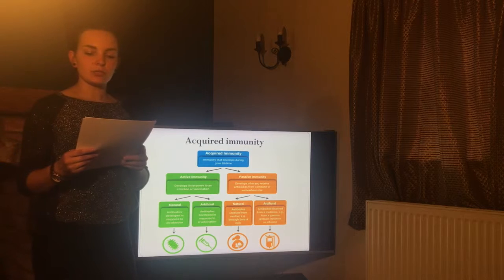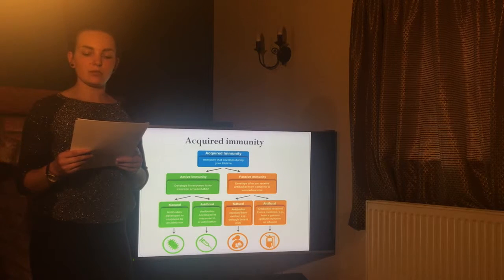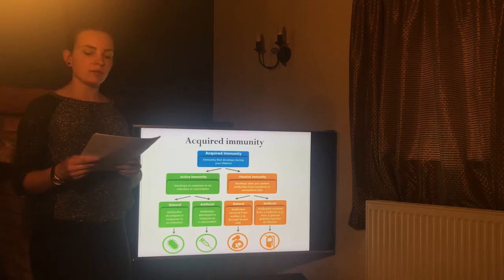Another way to achieve producing antibodies without suffering disease is the injection of the appropriate antigen, which is the basis of immunization, also called vaccination.